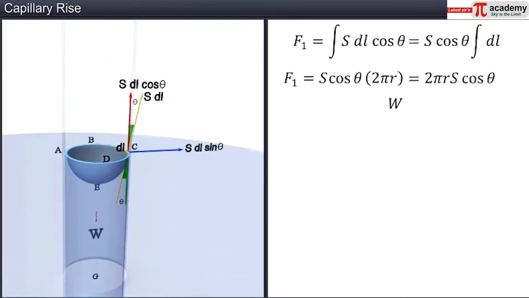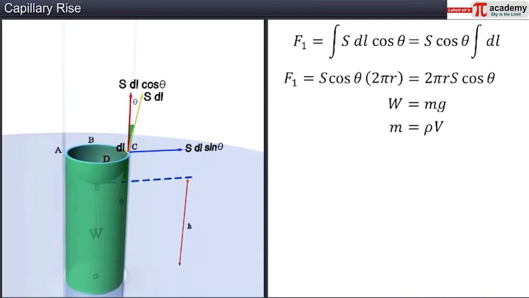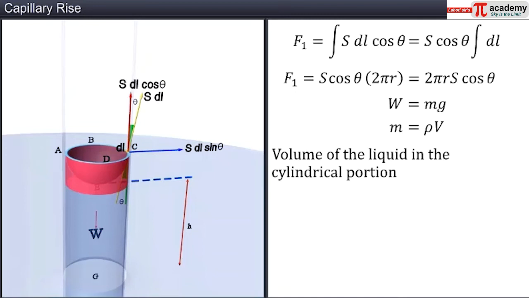Now, the weight of the liquid in the capillary tube is the product of its mass m and acceleration due to gravity g, and acts vertically downwards. The mass of the liquid is the product of its density ρ and volume V. The volume of the liquid in the capillary tube is the sum of the volume of the cylindrical portion of the liquid from point G to E and the volume of the liquid in the concave meniscus. The volume of the liquid in the cylindrical portion is pi r square h.